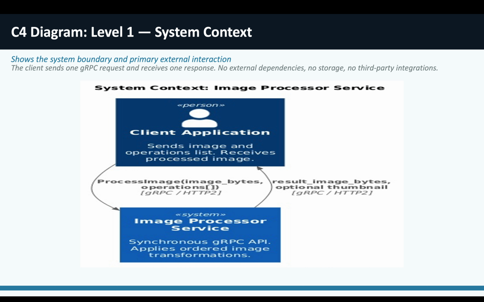This is the C4 level 1 diagram. This is our system context. Sorry, it's a bit smushed here, but this is just showing two entities, the client and the service. The client sends image bytes and the operations list, and the service returns the result. Nothing external is involved here. There are no databases and no third-party services.